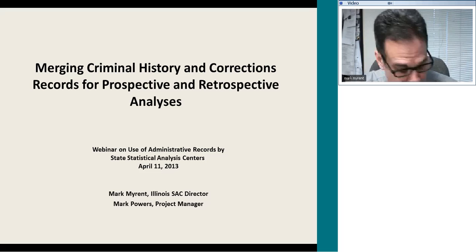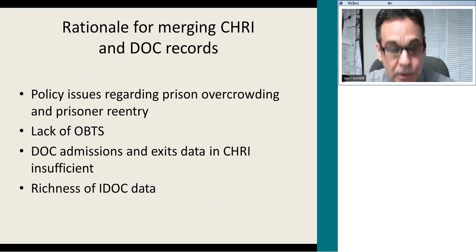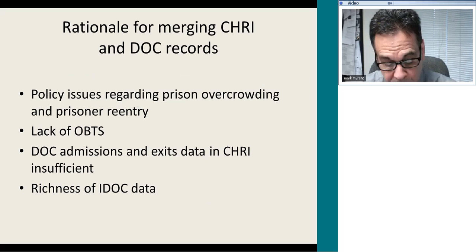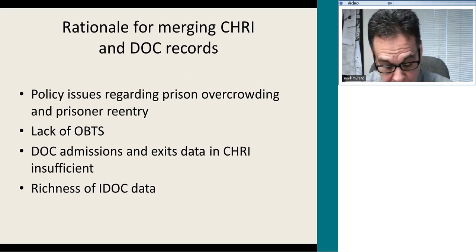So why are we doing this? Well, we're really trying to address some key policy issues, and they're probably not all that different from some of the policy issues that you are wrestling with in your own states. We are looking at issues of prison overcrowding and prisoner reentry.